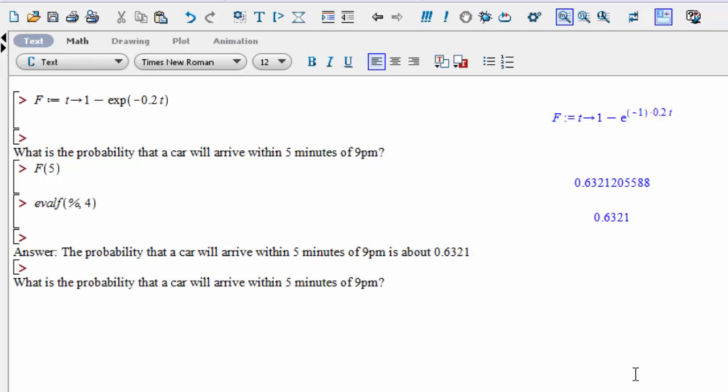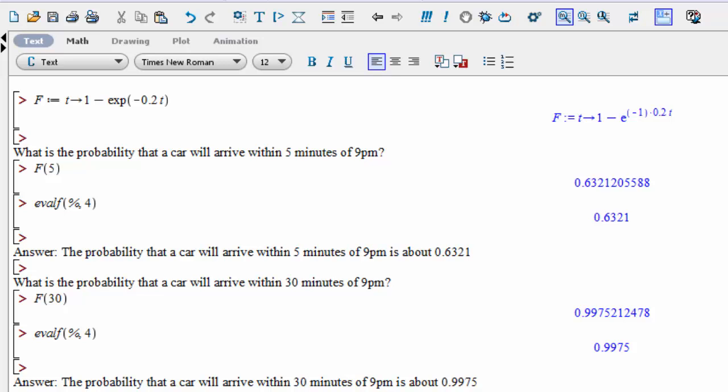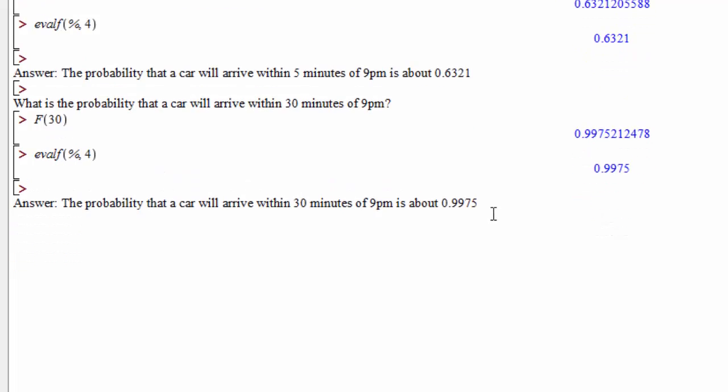So let's look at a couple more probabilities. What is the probability that a car will arrive within 30 minutes of 9 p.m.? So that is, of course, asking for our function f, but evaluated at 30. And there's our answer there. And of course, you could round that to 4 digits using this same command, evalf %4. And again, putting the answer in text mode, we see that the probability that a car will arrive within 30 minutes of 9 p.m. is about 0.9975.